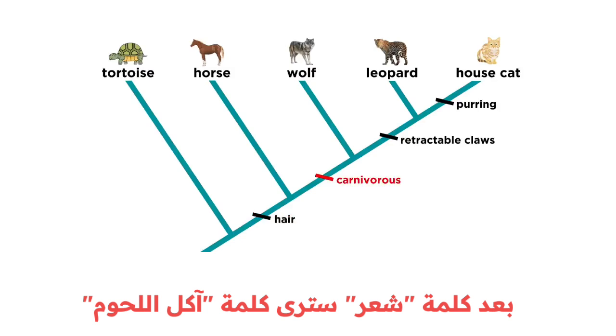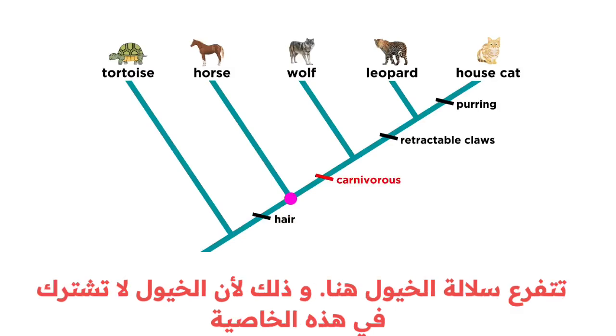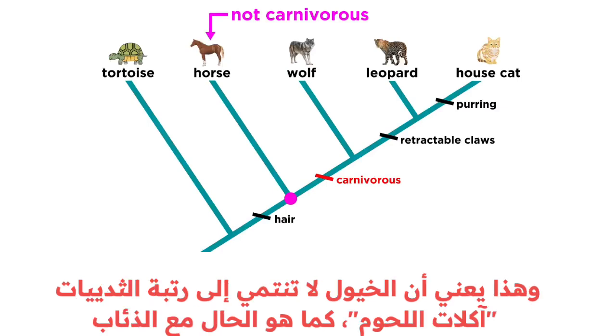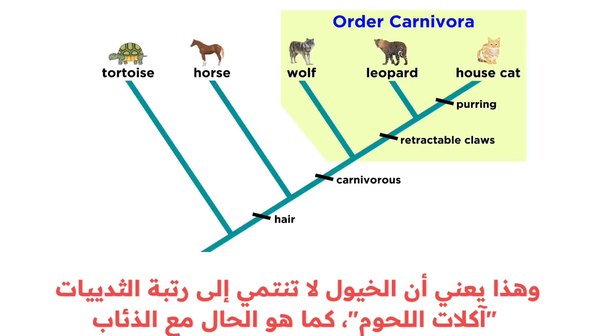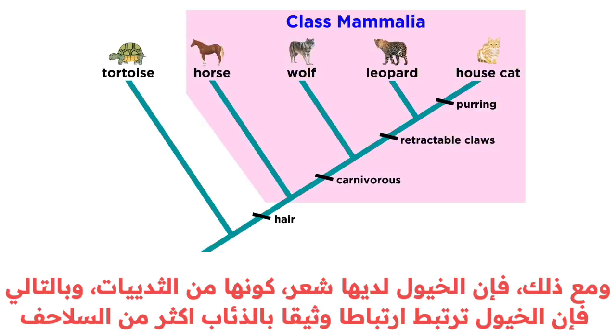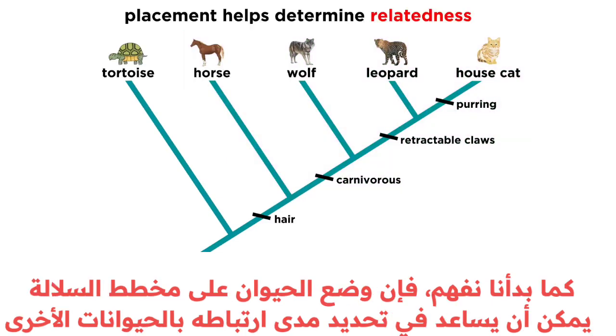After the word hair, you'll then see the word carnivorous. The horse lineage branches off here. This is because horses do not share that characteristic. That is, horses are not part of the mammalian order Carnivora, as wolves are. However, horses do have hair, being members of Mammalia, so horses are more closely related to wolves than tortoises. As we are beginning to understand, an animal's placement on a cladogram can help determine its relatedness to other animals.